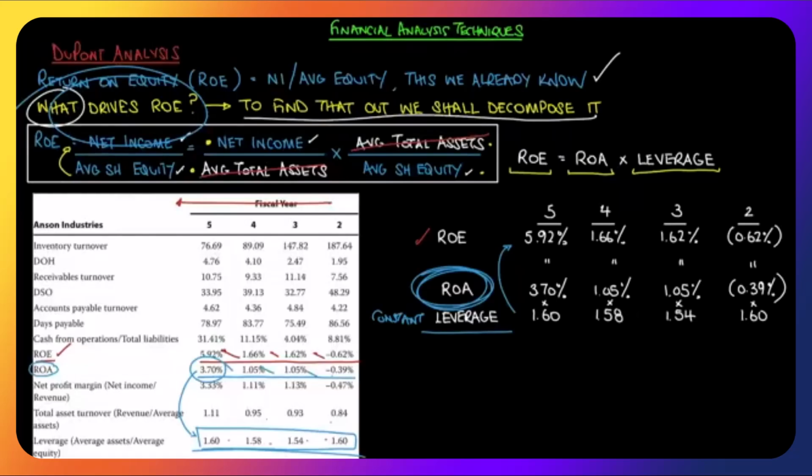But how did they manage that? If it's not leverage and it's ROA, was it because they suddenly started generating a lot more net income with their given asset base?